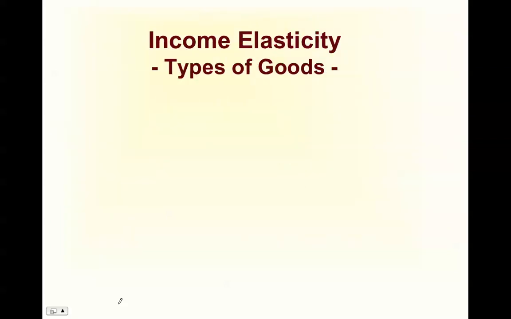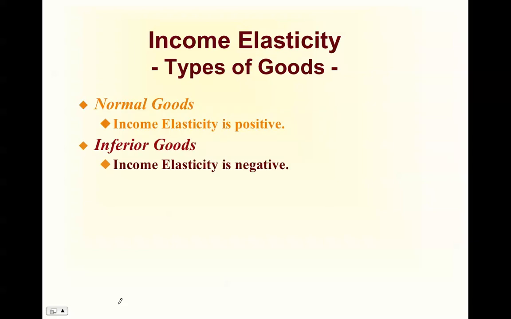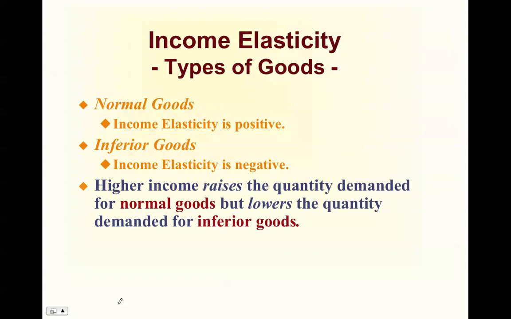Now the goods in question, as I talked about in Chapter 4: a normal good. As the income goes up, you will buy more of the good. The income elasticity is positive. The signs of the equation are going in the same direction. Increase in income, buy more of the good. Inferior goods, income elasticity is negative. So if my income goes up, I'm going to be buying less of the good in question. So the signs are going in the opposite direction. My income goes up, I'm going to be buying less of the good. So higher income raises the quantity demanded for normal goods, but lowers the quantity demanded for inferior goods.